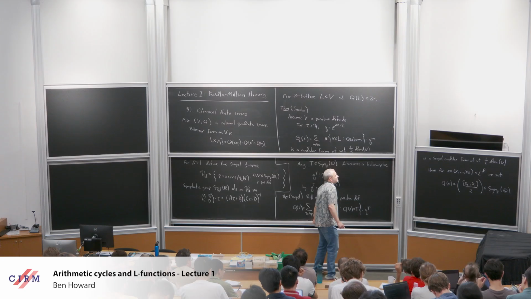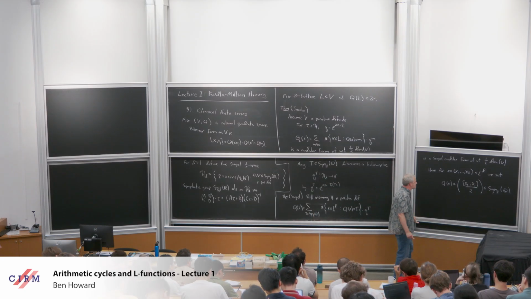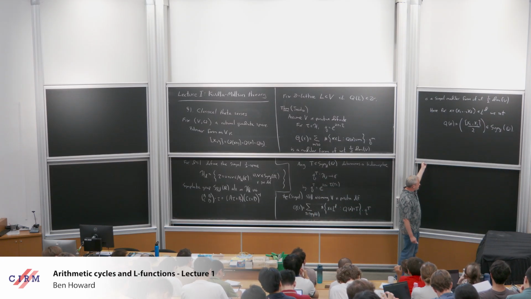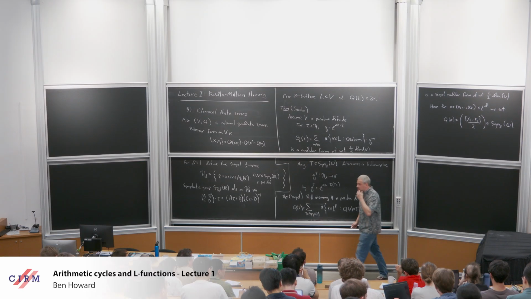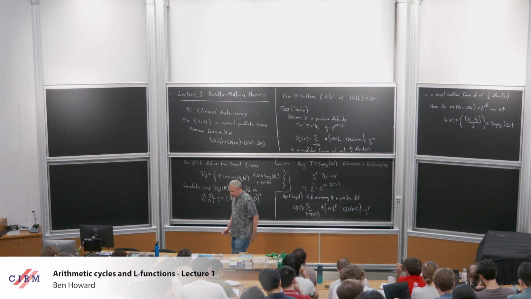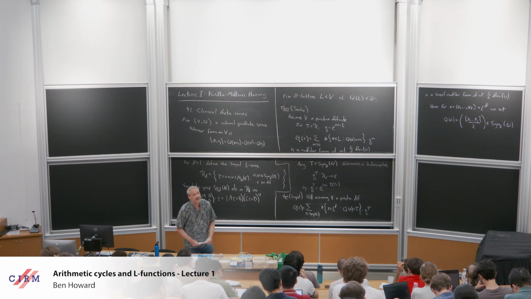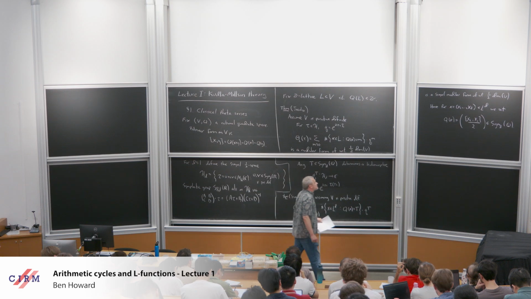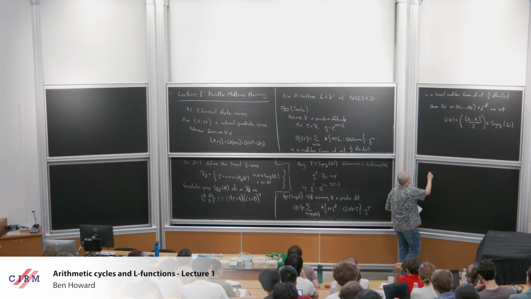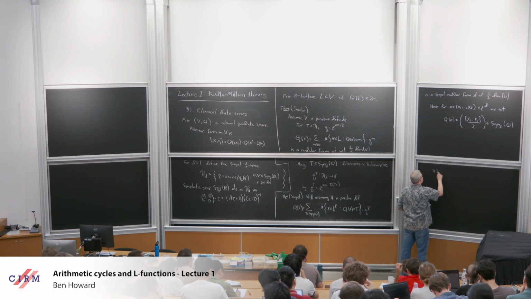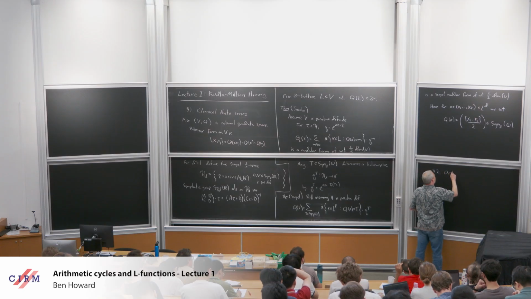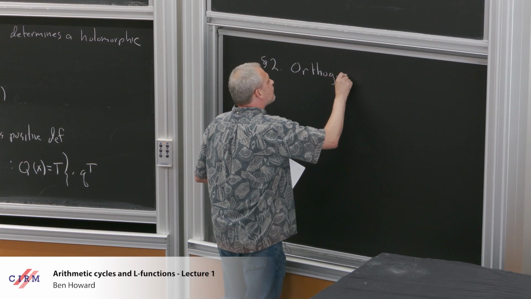Okay. So that's the prehistory. So now let's try and make things more geometric. Kudla and Millson work in a much, much greater generality than I'm going to explain. I'm going to stick to the simplest and to me most interesting case. So let's talk about orthogonal Shimura varieties.